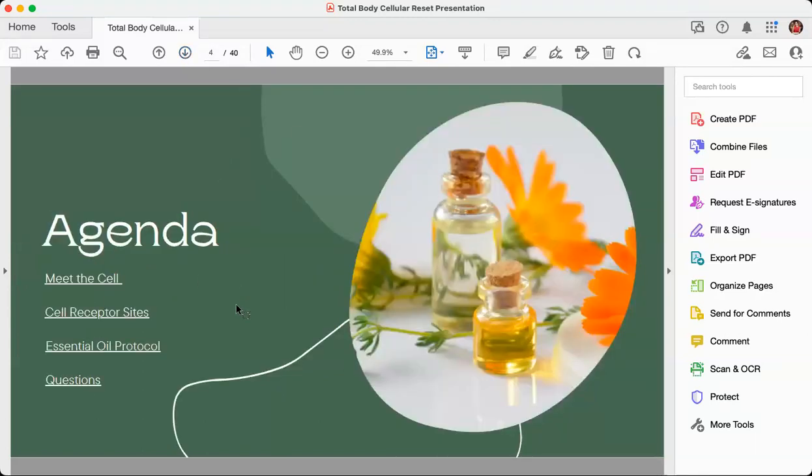The agenda for today is Meet the Cell. So we're going to be talking very briefly about basic cell biology. Then we're going to go into the cell receptor sites and what those are. Then we'll go into the essential oil protocol on how to reset the cellular receptors. And then if you have any questions, there'll be time for that at the end.